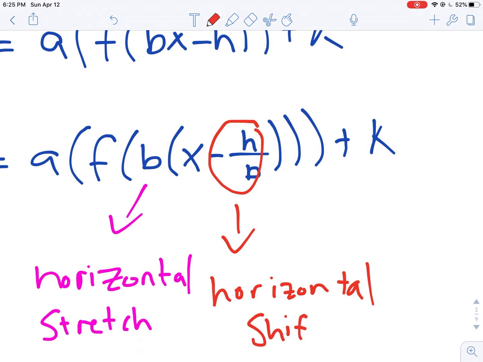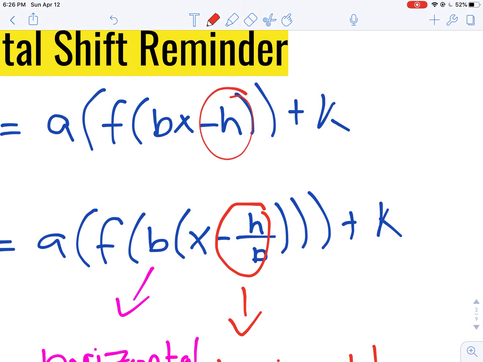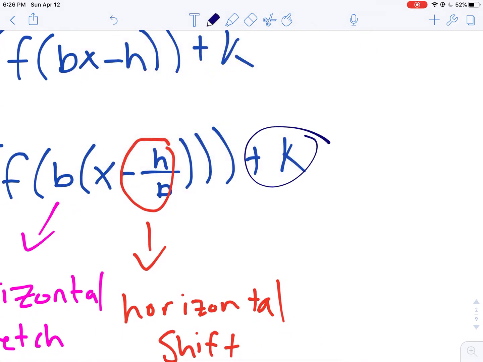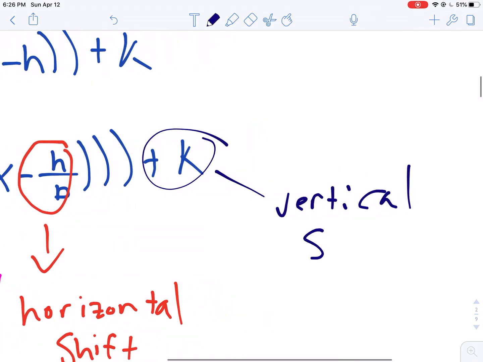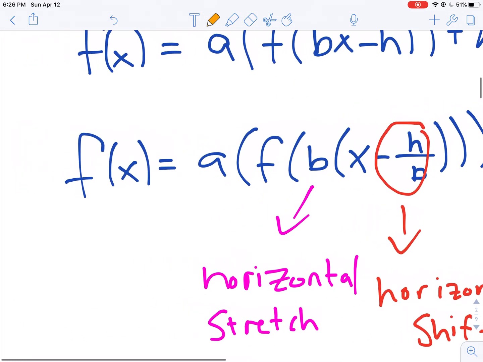We had to go through the process of factoring out that omega value, that horizontal stretch value, in order to figure out what is the actual number for our horizontal shift. If we had just stuck with up here and taken this value as our horizontal shift, it would have been incorrect. And then we still had, and I'll just use these as reminders, this was our vertical shift. And this is our vertical stretch.